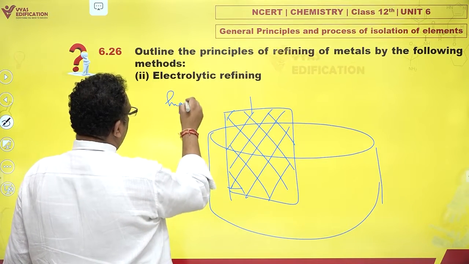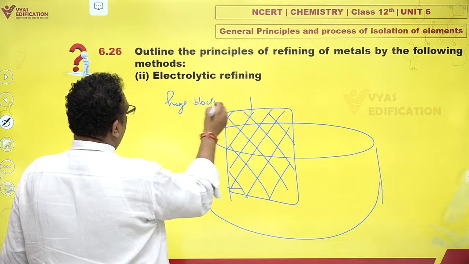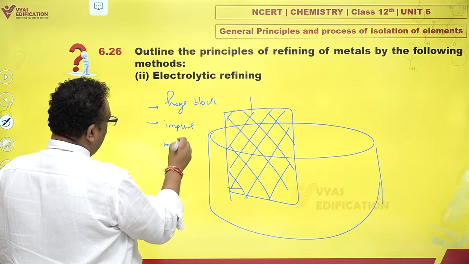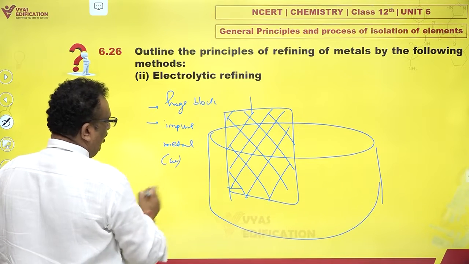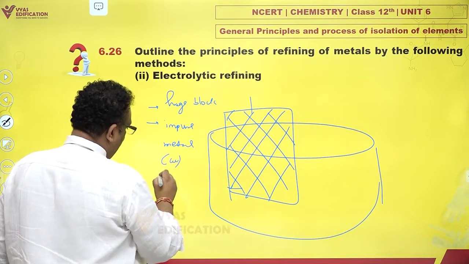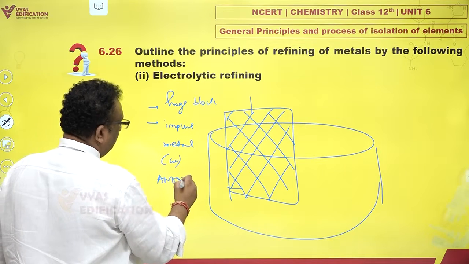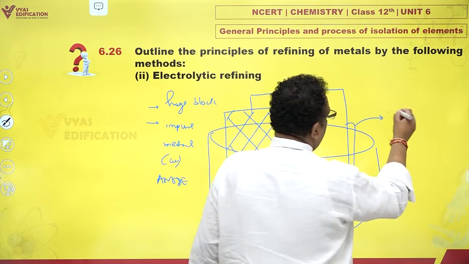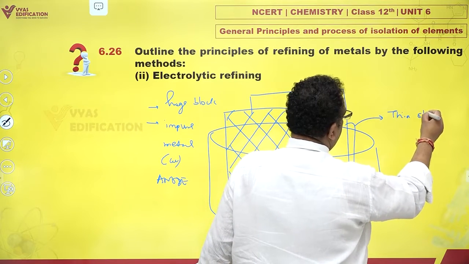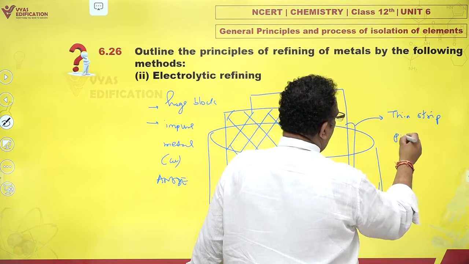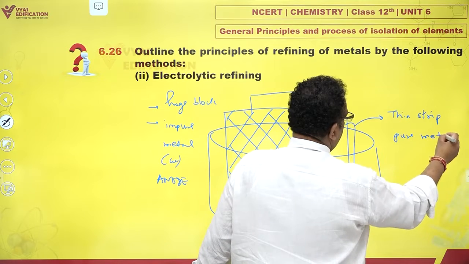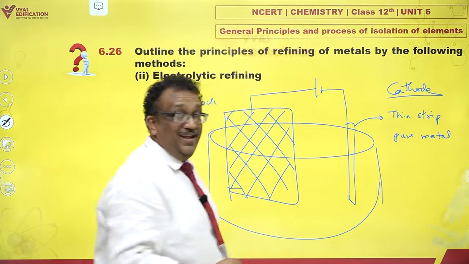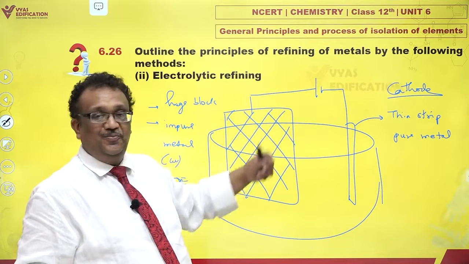Huge block of impure metal, say for example copper. This is anode. Oxidation will happen here, and then you have a thin strip of pure metal, and this functions as cathode. Yes, this functions as cathode, my dear.